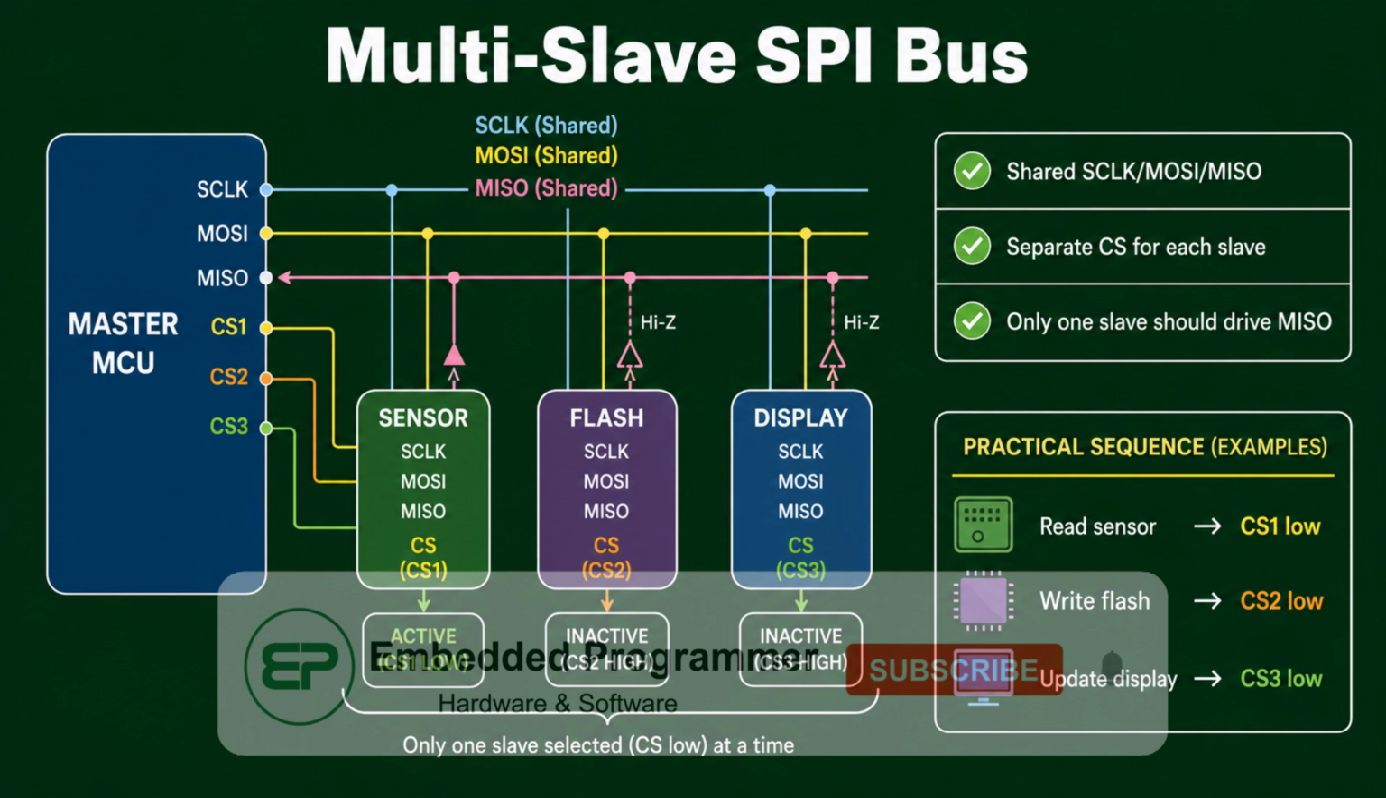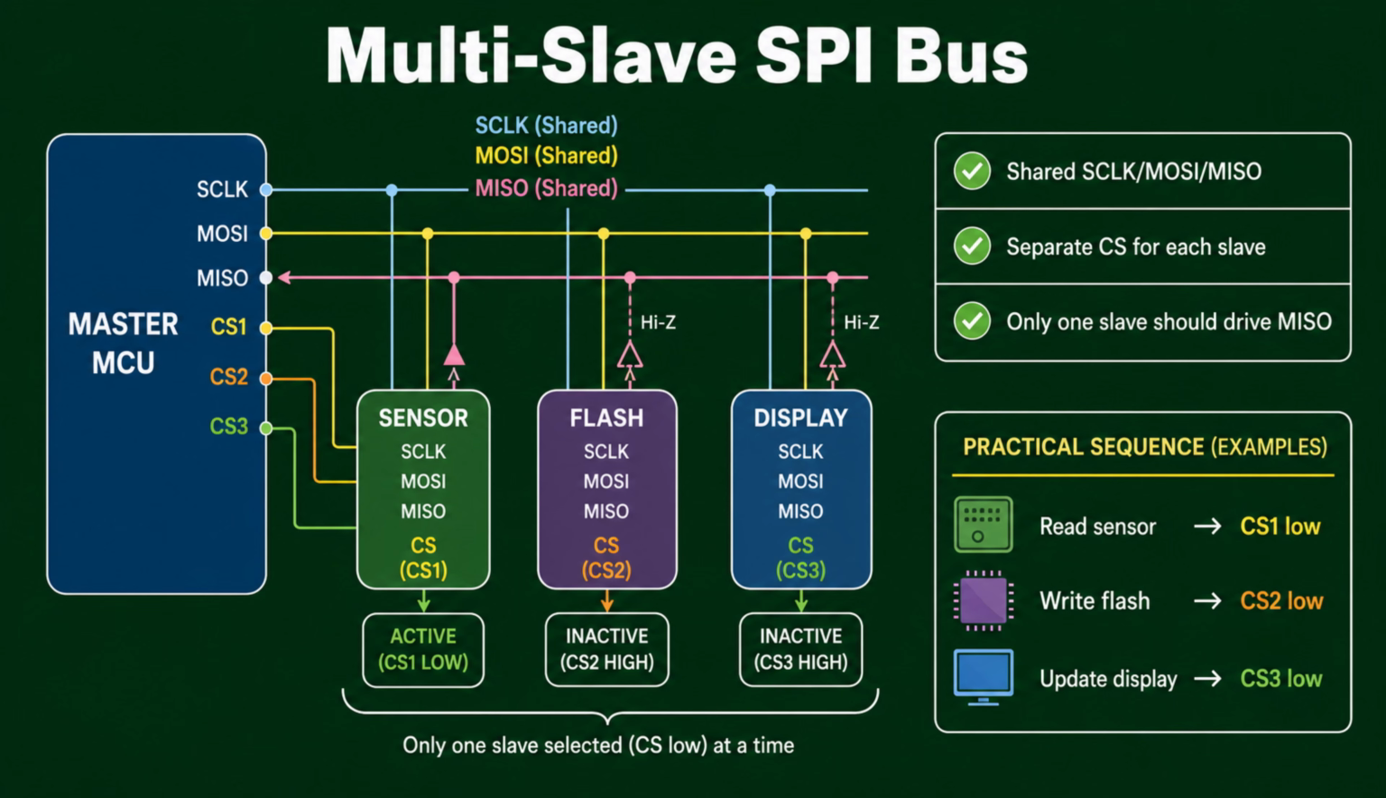SPI stands for Serial Peripheral Slave Devices. The SCLK and MOSI signals are normally shared between all slaves. MISO can also be shared, but only the selected slave is allowed to drive it. Each slave requires its own chip select signal. For example, CS1 may select a sensor, CS2 may select a flash memory, and CS3 may select a display.